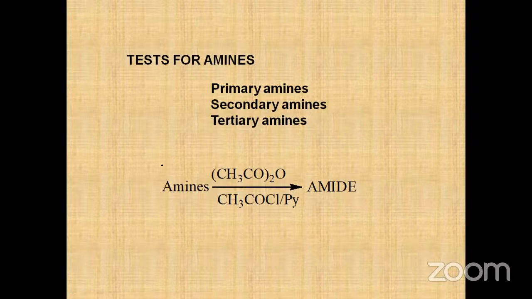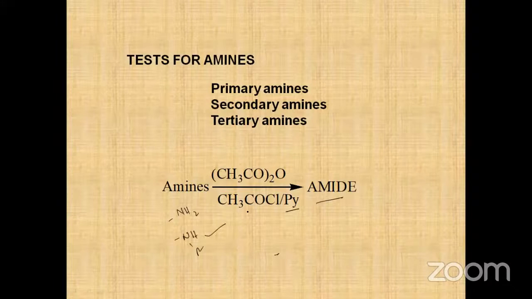Suppose the amine is in the form of primary or secondary, NH2 or NH form. Whenever it reacts with acetic anhydride or acetyl chloride in the presence of pyridine, that leads to formation of amide. The formation of amide from the natural product indicates the presence of amino, that is, a free H is present on nitrogen.